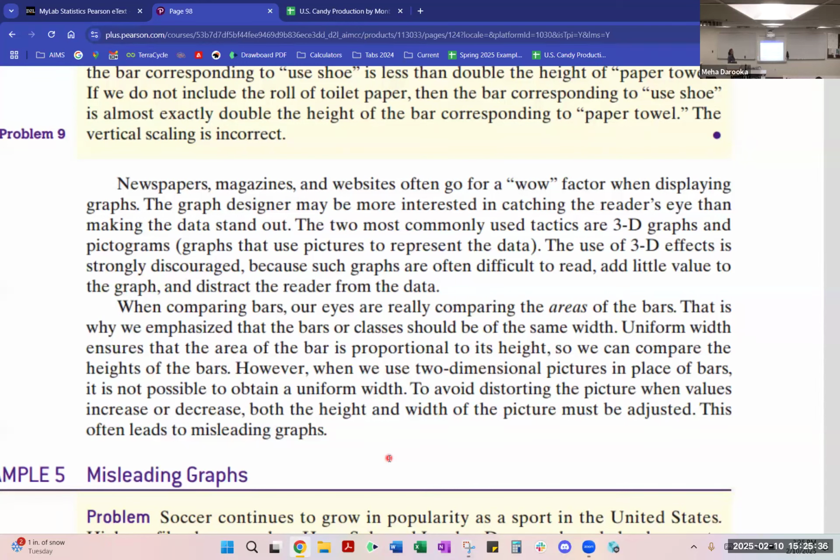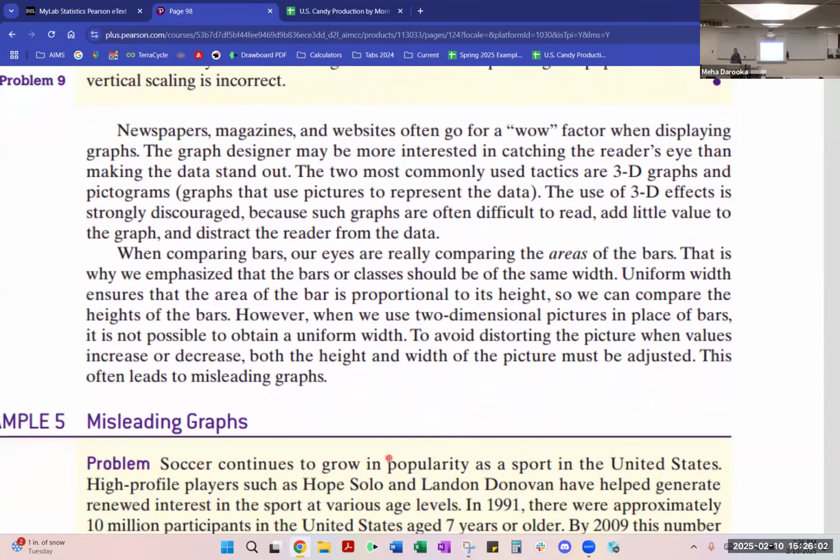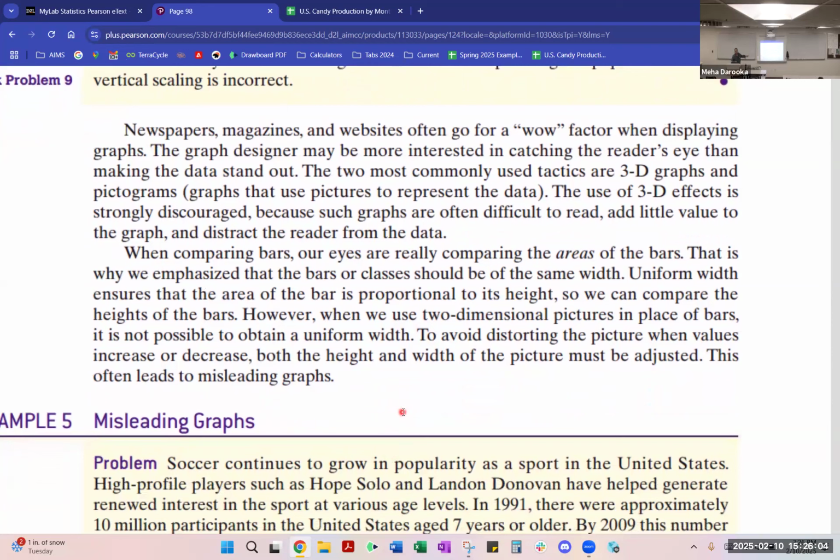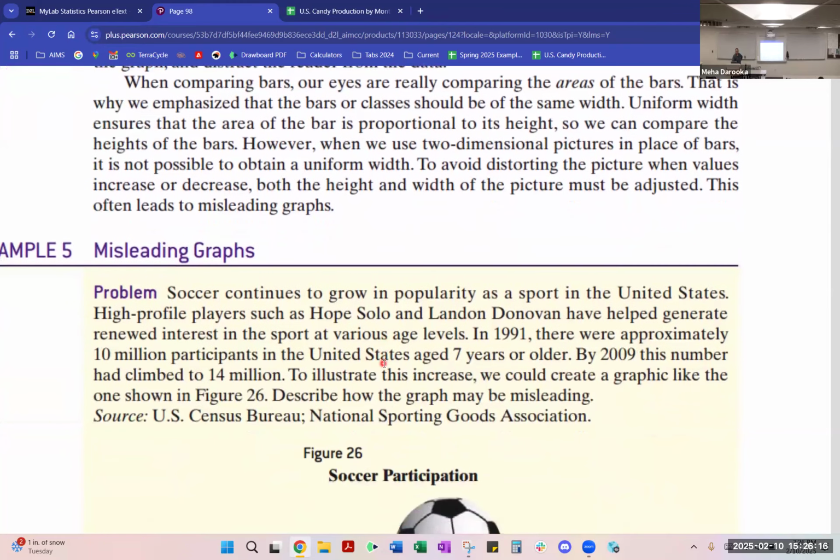When comparing bars, our eyes are really comparing the area of the bar. So that can be a concern if we do not keep the bars the same width or the same height, depending on how you are setting up your graph. If we are comparing the height of the bars, of course we use two-dimensional bars, but you want to keep a uniform width. So how can that be misleading? To avoid distortion of the picture when the values are increasing or decreasing, both height and width of the graph must be adjusted, and this can often lead to misleading graphs. So let's talk about that.